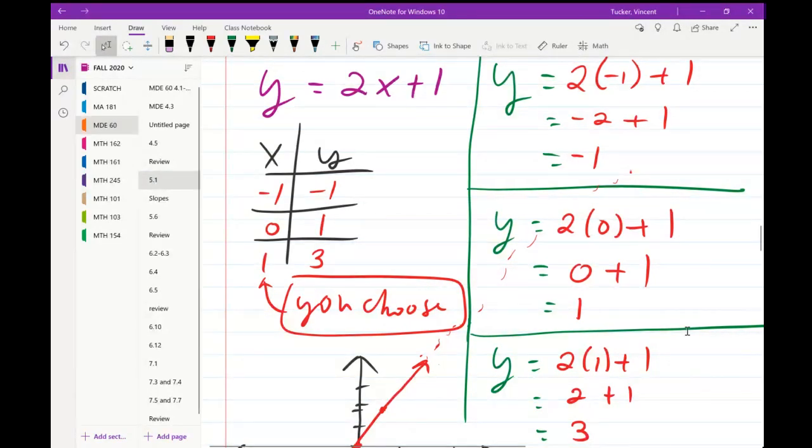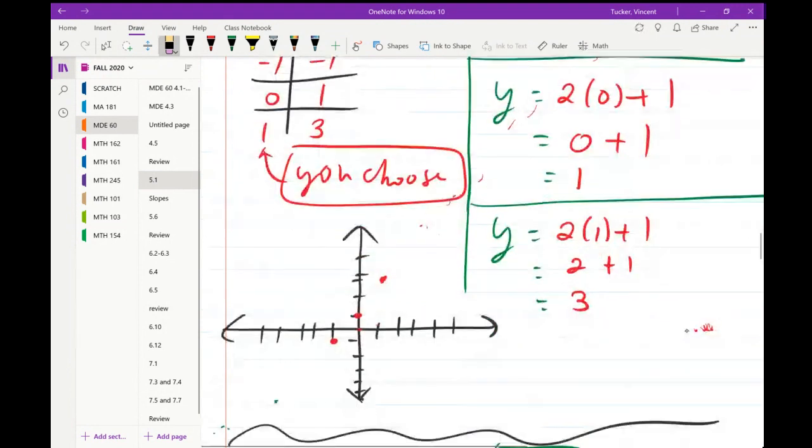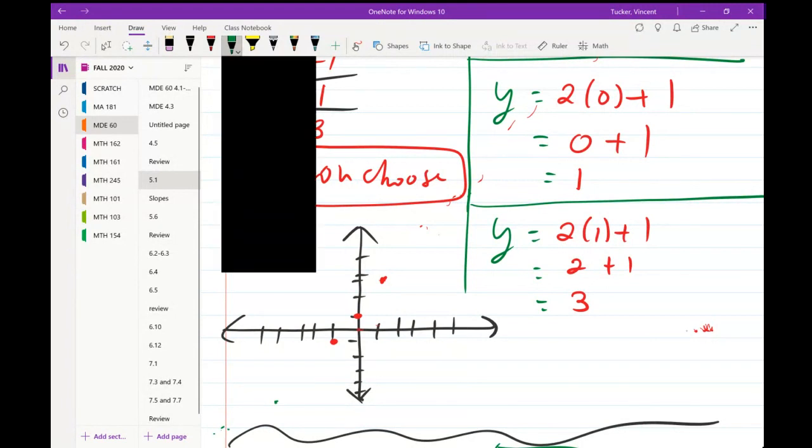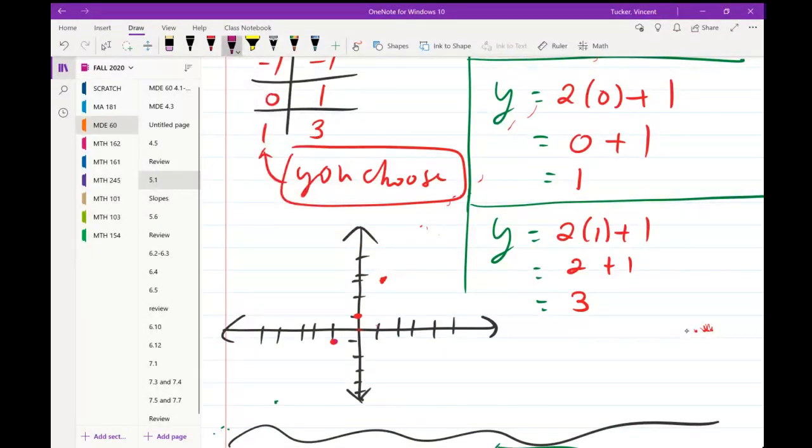All right, so now graph those 3 points: (-1, -1), (0, 1), and (1, 3). So we look at our points. (-1, -1): go to the left one, down 1, that's right here. (0, 1): you don't move anywhere for x, but you go up 1, which is right here on the y-axis. Then (1, 3): go to the right one, up 3. It's right here. And so we have a line going through the 3 points.